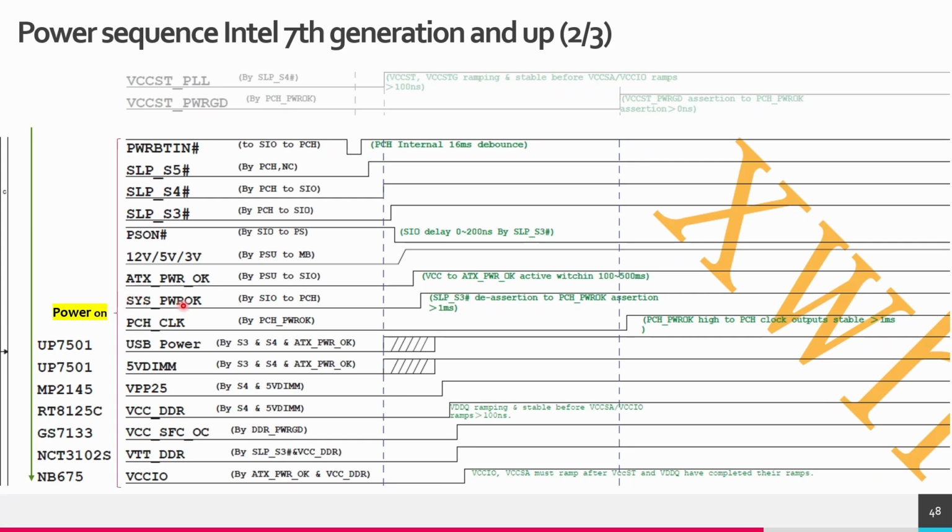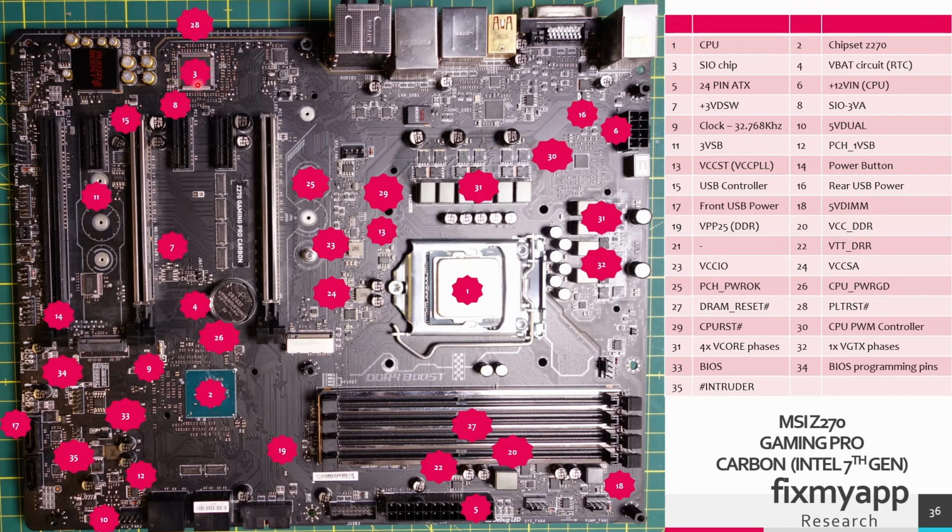This system power OK signal has different names, so most commonly used is the system power OK. It is also called chip power good or power OK. The power OK signal that comes from the SuperIO chip is generated in this chip, and it will go to the PCH.